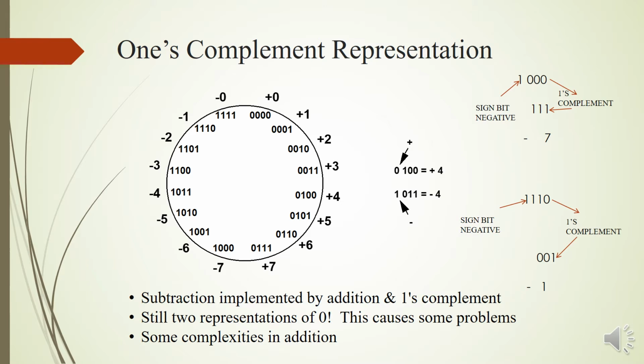Ones complement representation for a 4-bit binary number. The diagram gives you a clear picture of the 16 combinations of a 4-bit binary number. From 0000 to 0111 represent positive numbers ranging from plus 0 to plus 7, and then from 1000 to 1111 represent minus 7, minus 6, minus 5, like that up to minus 0. These are the negative numbers. Here also the MSB bit represents the sign of the number and the remaining 3 bits will be the ones complement equivalent of a decimal number.